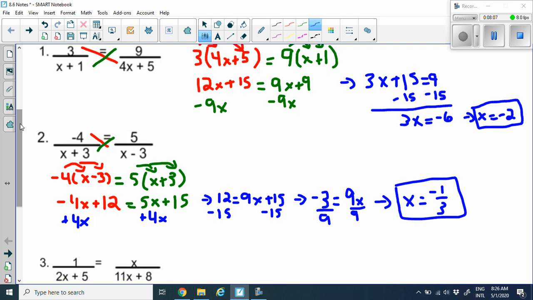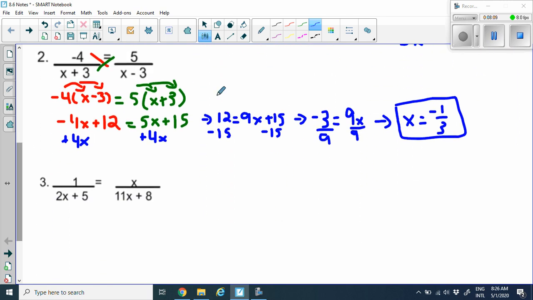Okay, let's go ahead, let's try number 3. So we're going to do the same thing. So we're going to cross multiply, do 1 times 11x plus 8. Now because this is a 1, you can just do 11x plus 8. You do not need to have that parentheses. You can if you want to, but remember, anytime we multiply anything by 1, we get the same value back.